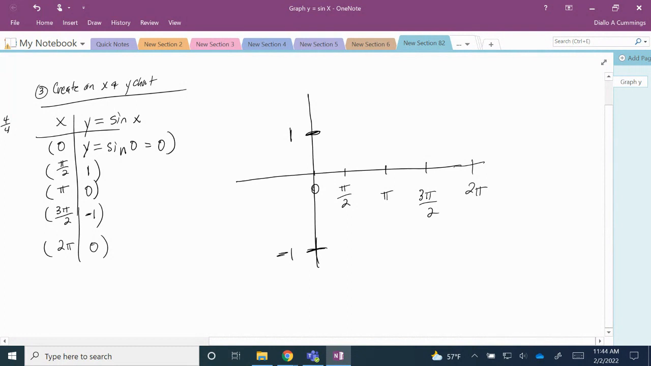All right, so now we're going to plot. My first ordered pair is 0, comma 0, so that's at the origin. My next ordered pair is pi over 2, comma 1. So I'm at the origin, I'm going to go over pi over 2 units to the right, and I'm going to go up 1.